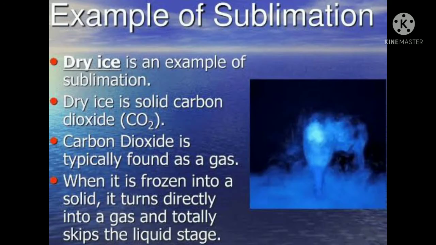Let's see the example of sublimation. Sublimation is a process that involves the transition of the solid phase directly to the gaseous phase, without entering the liquid phase. Here dry ice is an example. Dry ice is solid carbon dioxide, CO2, and carbon dioxide is typically found as a gas. When it is frozen into a solid, it turns directly into gas and totally skips the liquid stage. So this is an example of dry ice.